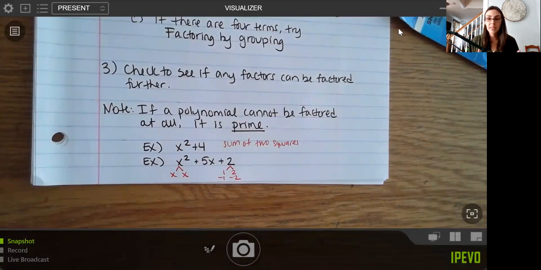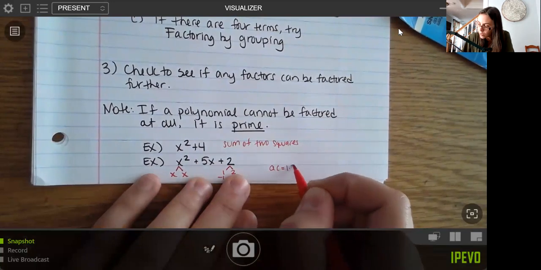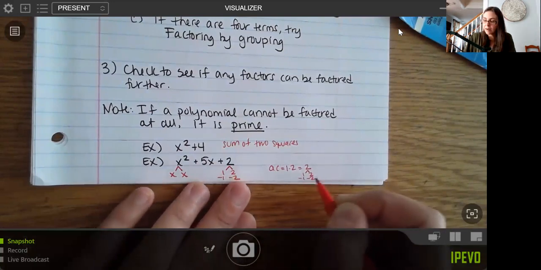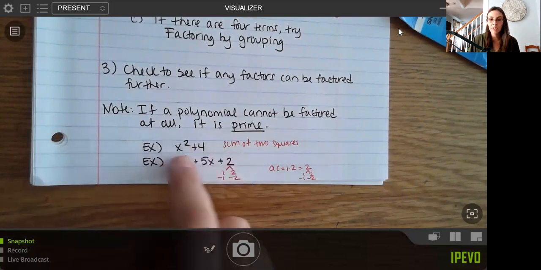If you're using the grouping technique there, your AC term is 1 times 2, which is also 2. So you have the same factors here. And again, there's nothing there that's ever going to get you that 5. It just doesn't work. So something like that is prime. It cannot be factored. And of course, both of these don't have a GCF besides 1.